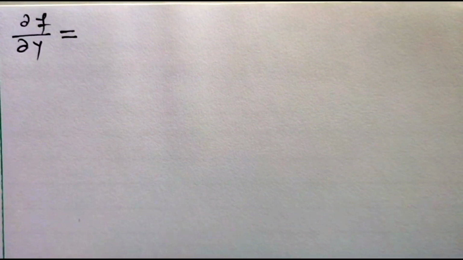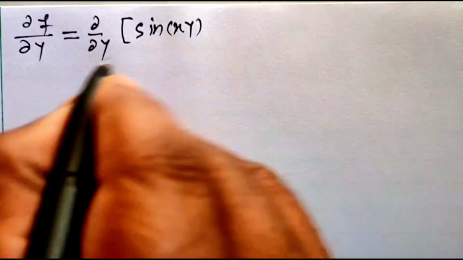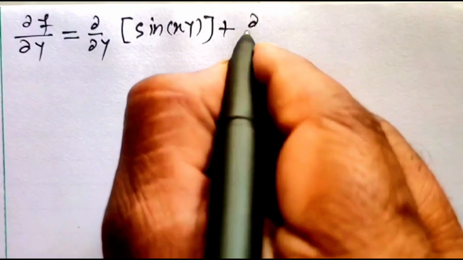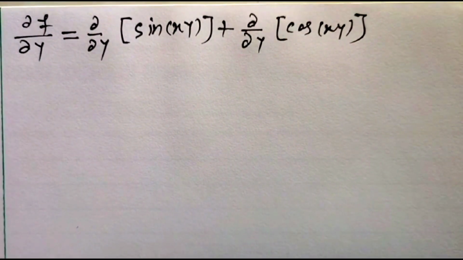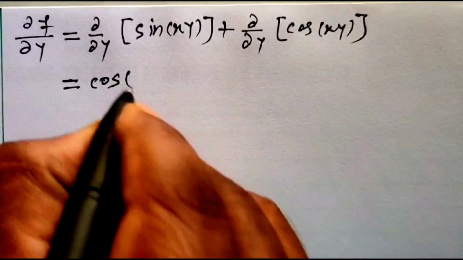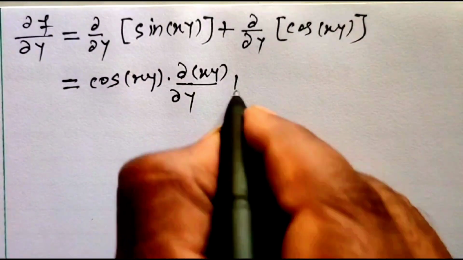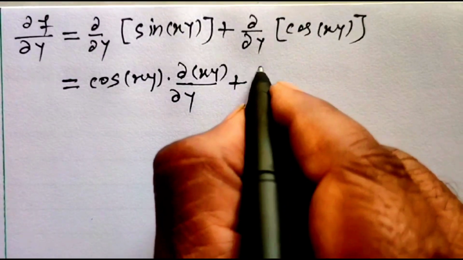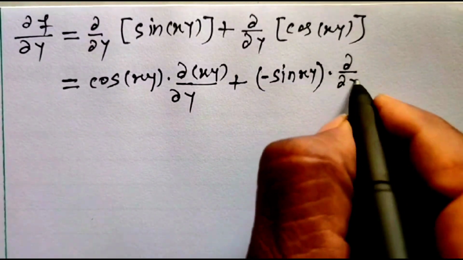Now we have to find the partial derivative of f with respect to y. Separately applying the partial differential operator on each term, the partial derivative of sine of xy with respect to y plus the partial derivative with respect to y of cos of xy, similar to the partial derivative of f with respect to x. This is equal to the derivative of sine is cos of xy, the partial derivative of xy with respect to y, plus the derivative of cos is minus sine of xy into the partial derivative with respect to y of xy.